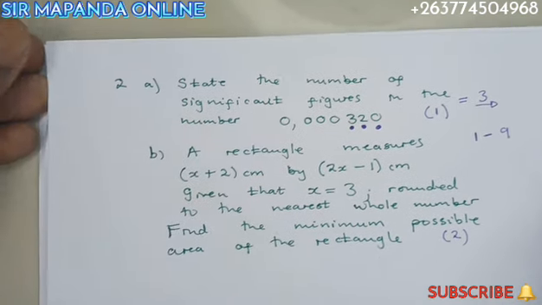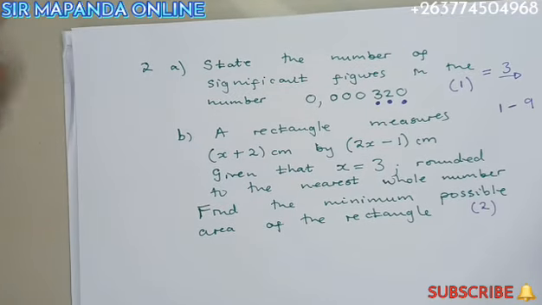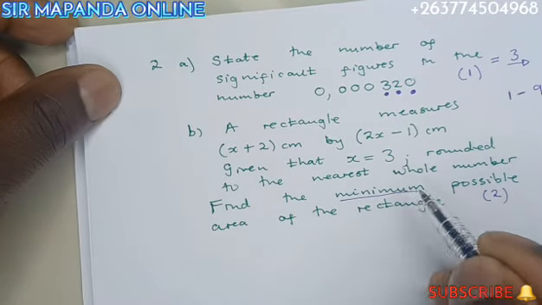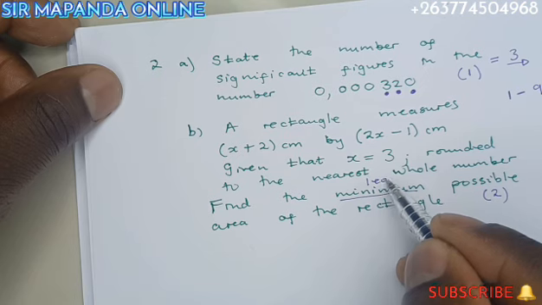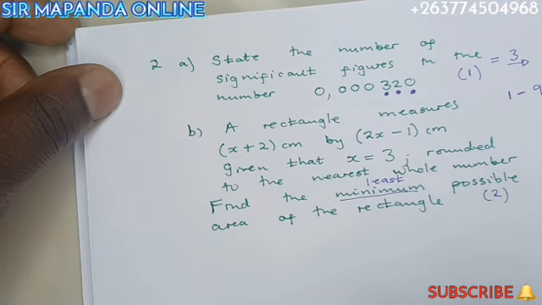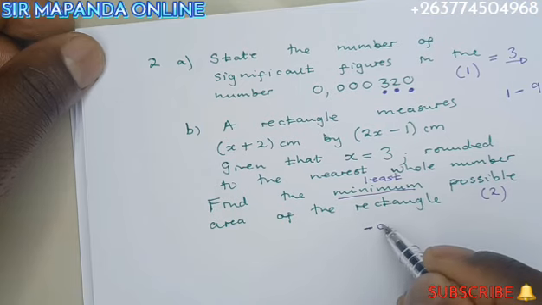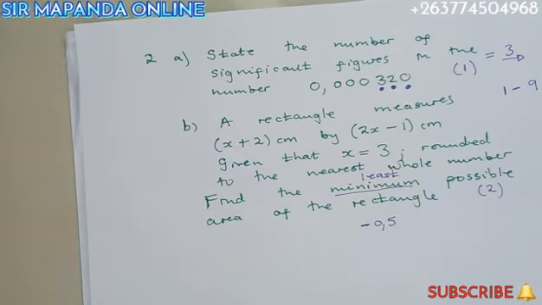Right, then tobva taenda pa part B question iri kuti a rectangle measures x plus 2 centimeters by 2x minus 1 centimeters. Given that x is equals to 3, rounded to the nearest whole number, find the minimum possible area of the rectangle. So this word rekuti minimum rinofananidzwa neword rinonzi least. Anditi. Saka iwewe kana uda kwana minimum kana kuti hatinoti least, unotanga nekuadjusta manumbers awapiwa uchilesa na 0.5.